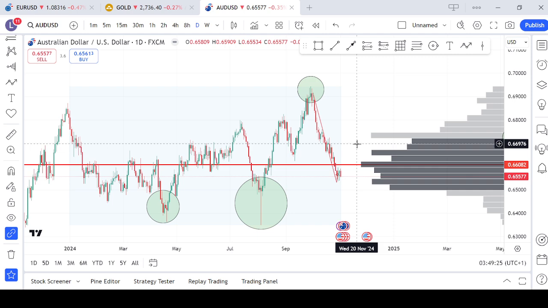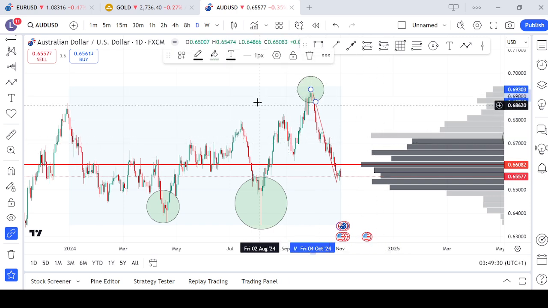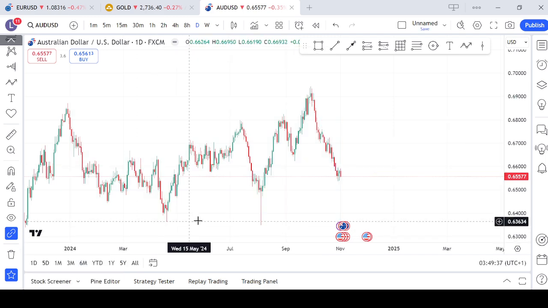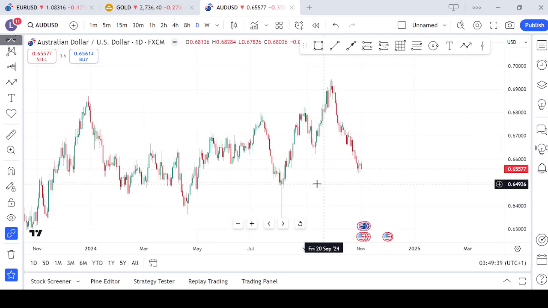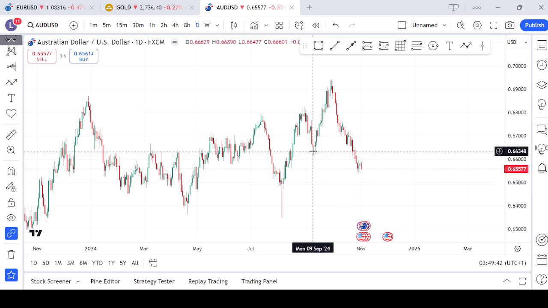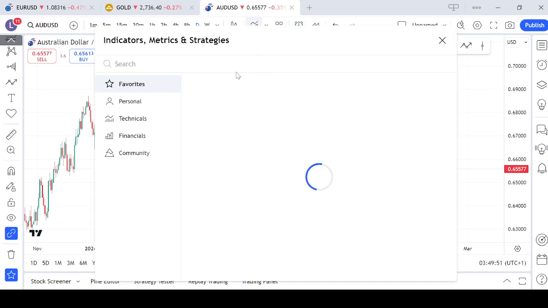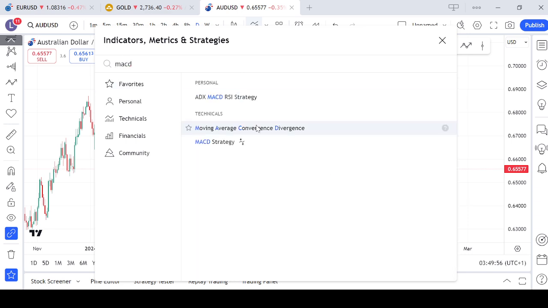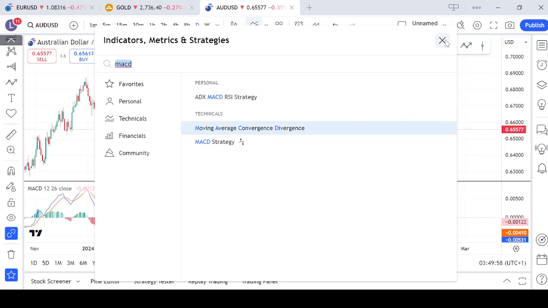So the next on the list, and the final indicator which we'll be discussing in this video, is the moving average convergence divergence, which is the MACD. This indicator is a versatile momentum indicator that helps traders identify potential trend changes and generate buy or sell signals. So I'm just going to insert that on the chart. MACD, moving average convergence divergence.